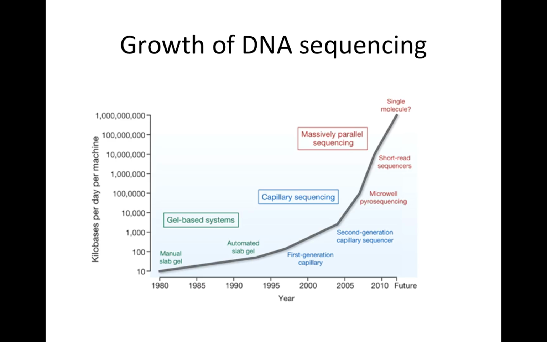What we're looking at here is a graph of the number of kilobases, that's thousands of bases, that a sequencing machine could read per day. Down here, with what was called a manual slab gel machine in 1980, you could get about 10 kilobases, about 100,000 nucleotides per day. Whereas now, we're out here, in the future. What you can see is a single machine now. This says a billion nucleotides, but it's closer to a trillion nucleotides per day per machine.